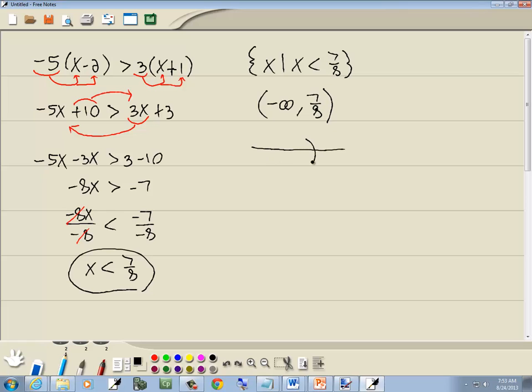Graph-wise, parentheses on the 7/8. And we shade whichever way it's opening. And the parentheses open to the left, so we shade to the left. And those are our answers.